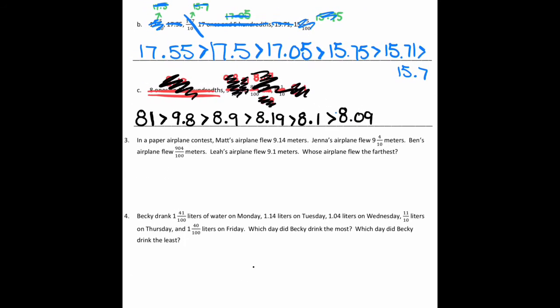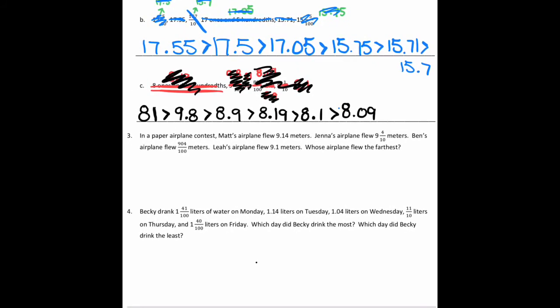Okay, on these last two, you're going to be using the stuff from the word problem to compare the numbers to answer the question. So on number 3, it says, in a paper airplane contest, Matt's airplane flew 9.14 meters, Jenna's flew 9 4/10 meters, Ben's flew 9 and 4 hundredths meters, and Leah's airplane flew 9.1 meters. Whose airplane flew the furthest? Well, let's go ahead and write them all in decimal form so they're easier to compare.